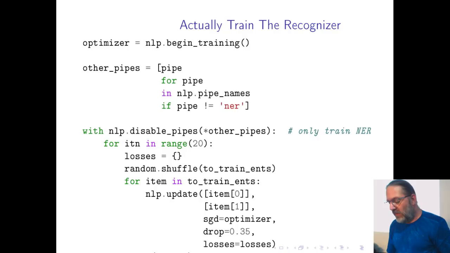Then we're going to go through the pipes in NLP and make sure that only the named entity recognizer pipe is there for the training. And then we're going to iterate through. I'm going to go through the training data 20 times. And we're going to shuffle the training data, and then we're going to pass this update function.